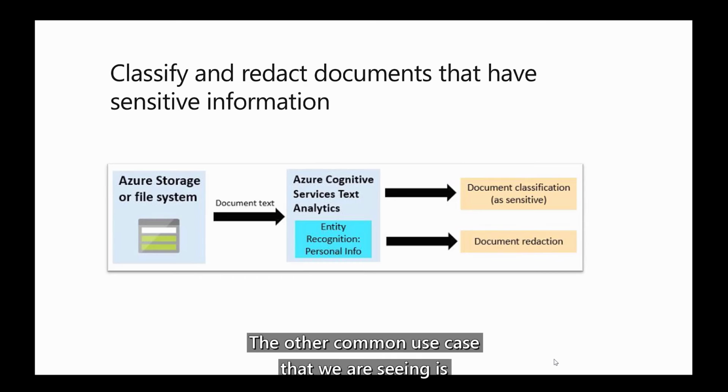The other common use case that we are seeing is around classification and redaction of documents, and primarily this is happening because we can help you find out PII information, and then you can mark certain documents sensitive or not depending on whether it has any PII information detected. So that's how it is.